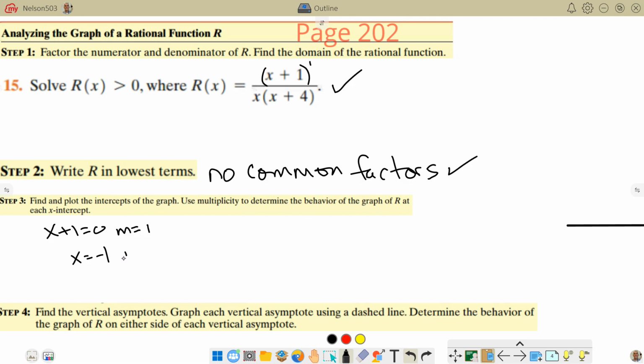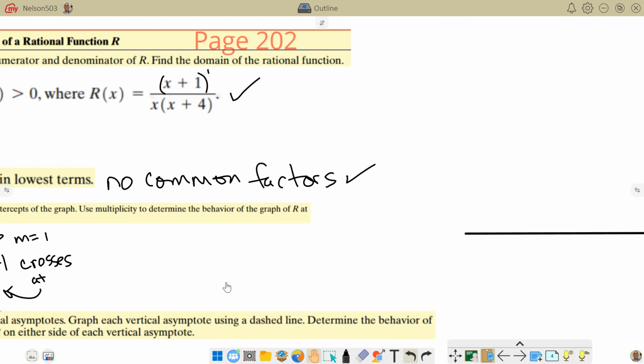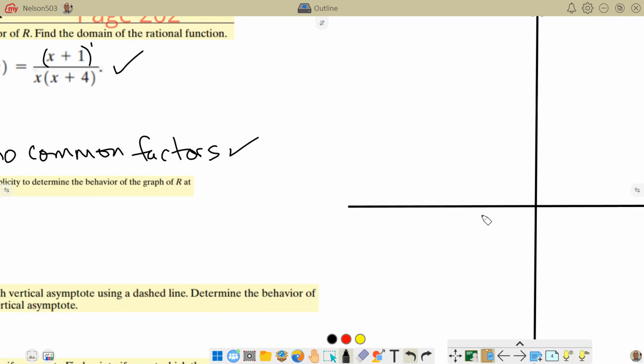That means it crosses at x equals -1. So on my graph, I could just go over here and put down a little dot at where I think -1 is. I mean, that would demonstrate I understand my x-intercept. Now, I don't know if it's coming from down here and going up or if it's coming from up here and going down. So that might be a little premature to put down a little slash through the thing. Okay, I wouldn't do that yet.